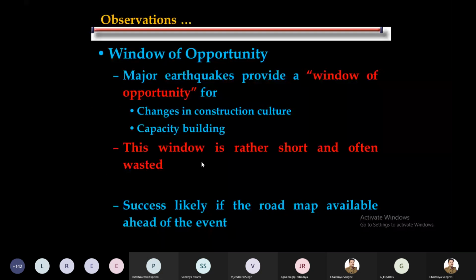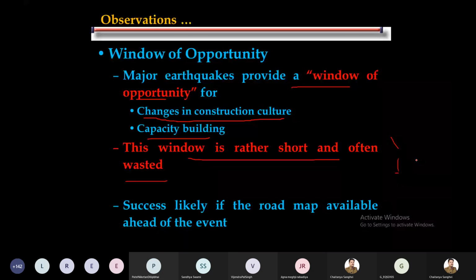We are always saying that when a big earthquake comes, it will give you a window of opportunity. For what? For changes in the construction culture and capacity building. But this is very short and often wasted. This is what happened in Gujarat also. Now similar types of construction are coming up, and we observe the same failures as in 2001, right?